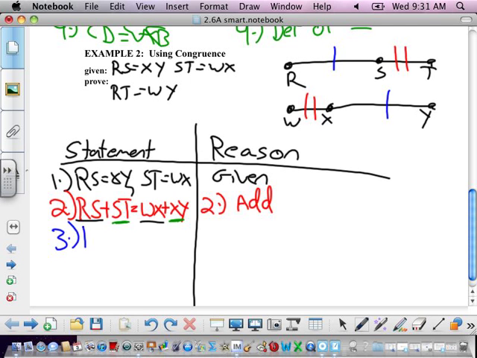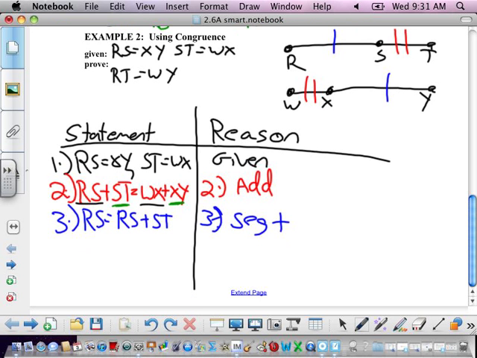I'm going to say RT equals RS plus ST. Sorry, it's split up, guys. This is segment addition. Okay, what else do I have to have up here? I've got one segment addition. Can somebody tell me what they think the other one would be? What would the other segment addition be?